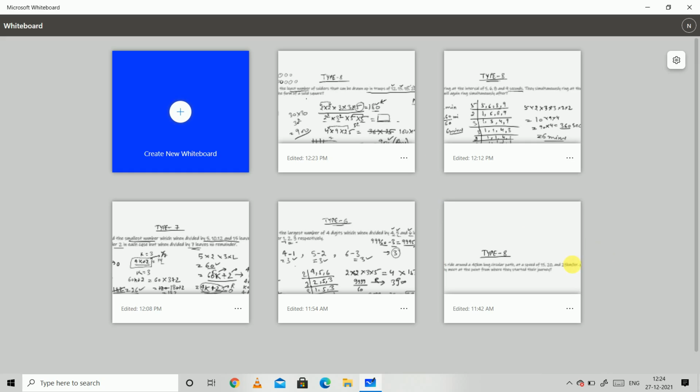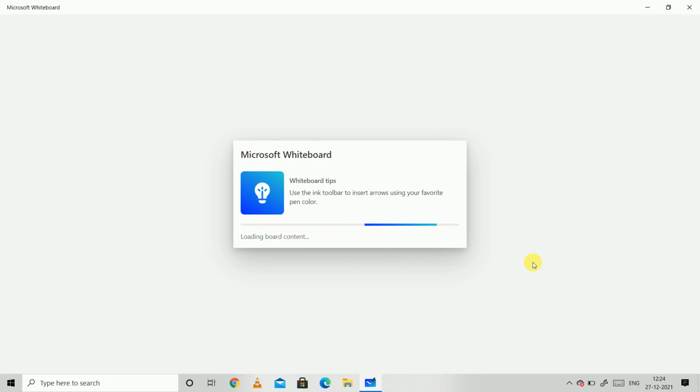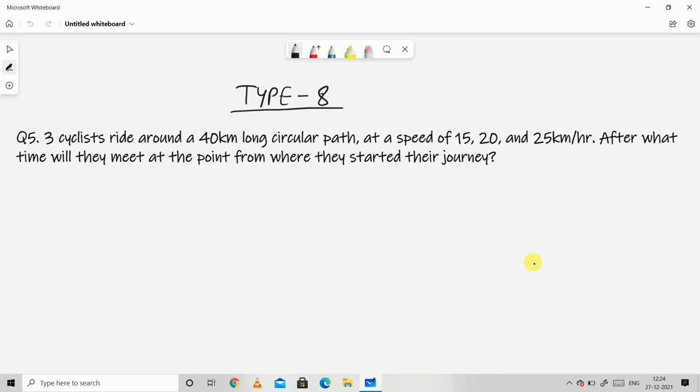Next variation of type 8 is: three cyclists ride around a 40-kilometer long circular path at speeds of 15, 20 and 25 km per hour. After what time will they meet at the point from where they started their journey?